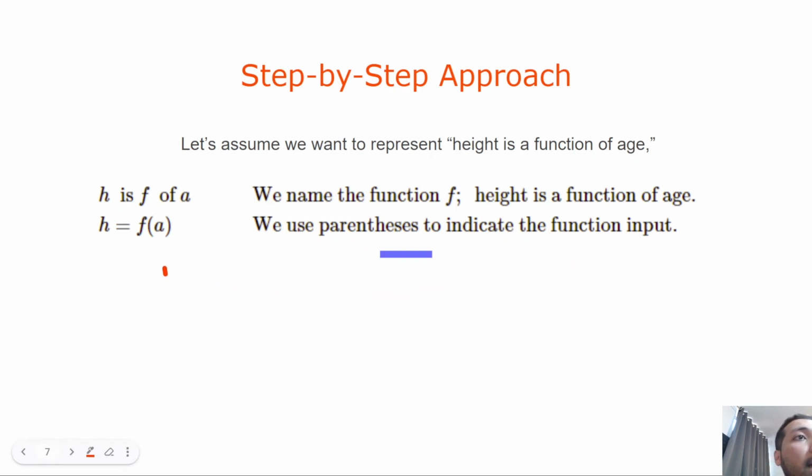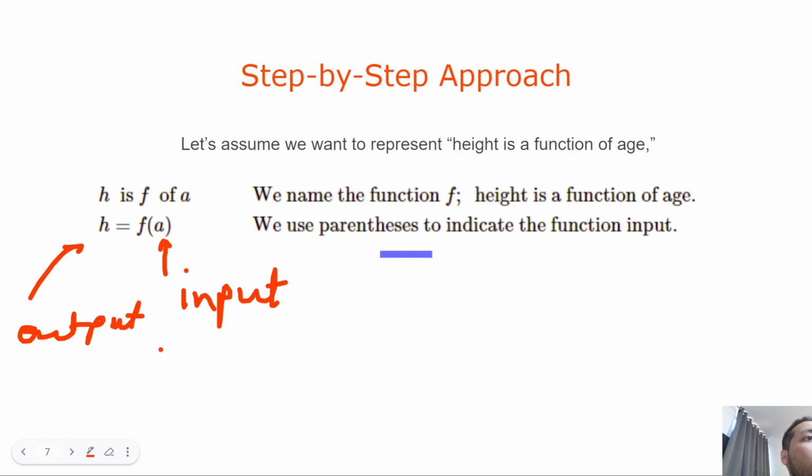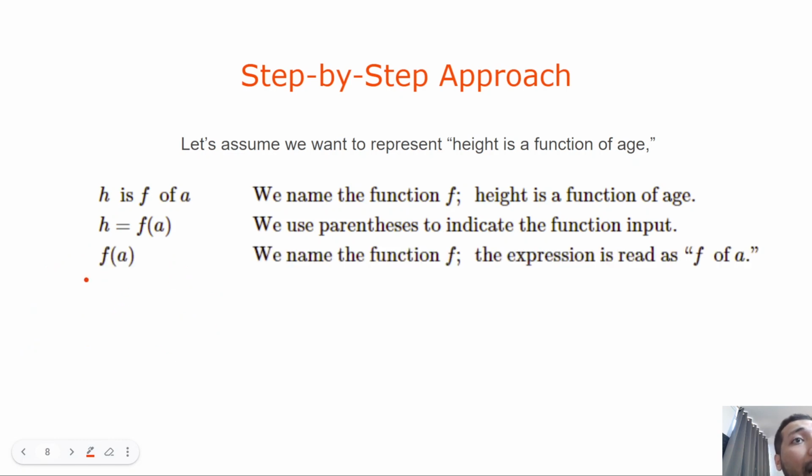Remember, this is the input and this is the output. This is how the function is structured. Now, once we name this function, we read this as f of a. So height is a function of age.